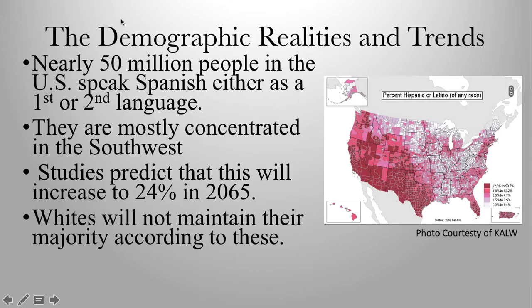Okay, regarding the demographic realities and trends, as of this presentation, there are nearly 50 million people in the United States that speak Spanish either as a first or second language, and these people are primarily concentrated in the southwest of the country, as you can see on the map on the right. And furthermore, many studies predict that this percentage will increase to 24% in the year 2065. That's a quarter of the country. And furthermore, whites will not maintain their majority status according to these. They'll instead be a plurality of the population. In other words, the largest minority.